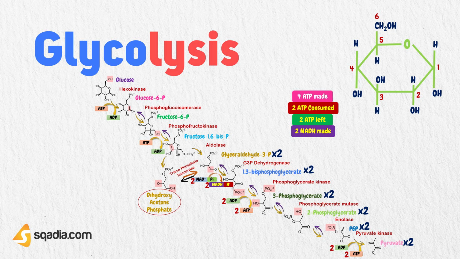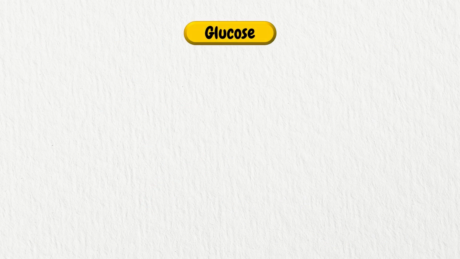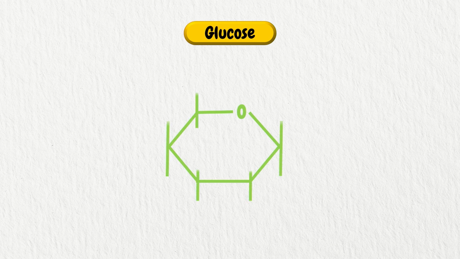So today our topic of discussion is glycolysis, and by glycolysis I mean the breakdown of glucose into pyruvate molecules. If we look at the general structure of glucose, it's a cyclic structure and it contains 6 carbons. If we number those carbons, there are 1, 2, 3, 4, 5, and 6.